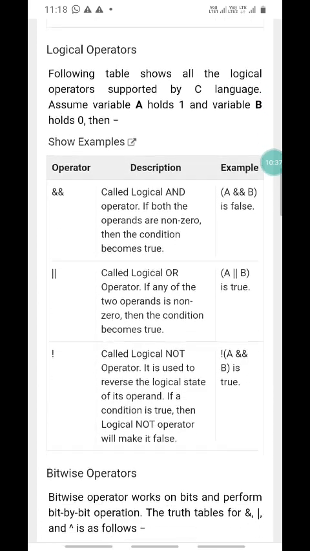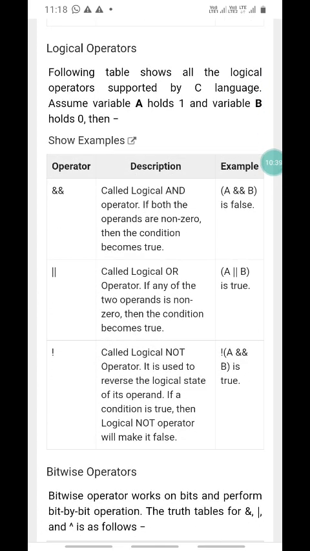The next is the logical operator. This is the double AND. This is called the logical AND operator. If both the operands are non-zero, then the condition becomes true. This is, for example, a double AND b is true.